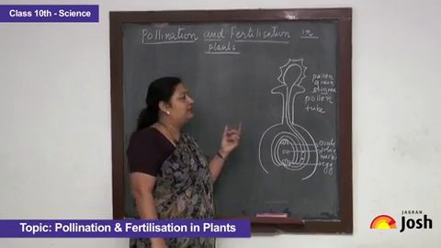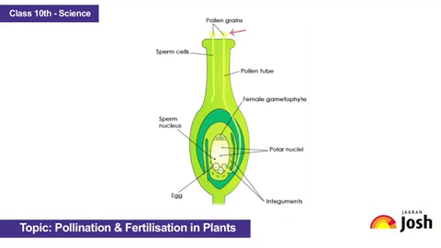double fertilization. You can see here, when the pollen grain falls on the stigma, the pollen grain bursts open and reaches the ovule in the form of a pollen tube. This pollen grain has two male gametes. These two male gametes fuse with two different cells, and since they fertilize the nucleus twice, it is called double fertilization.